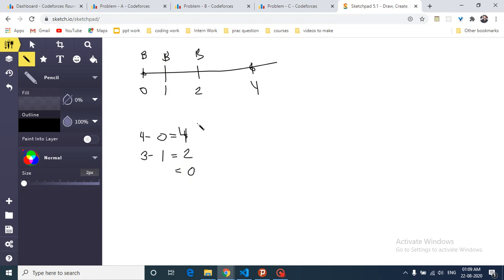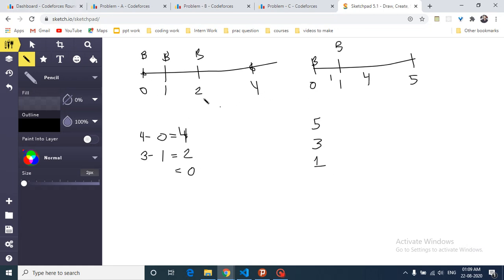Does this pattern appear in odd numbers? Let's assume you have O at 0 and A at 5. If you take B at this extreme point, the difference between the distances is 5 minus 0, which is 5. Then if you take B at 1, this is 1 and this is 4, so the difference is 3, and then it will be 1.